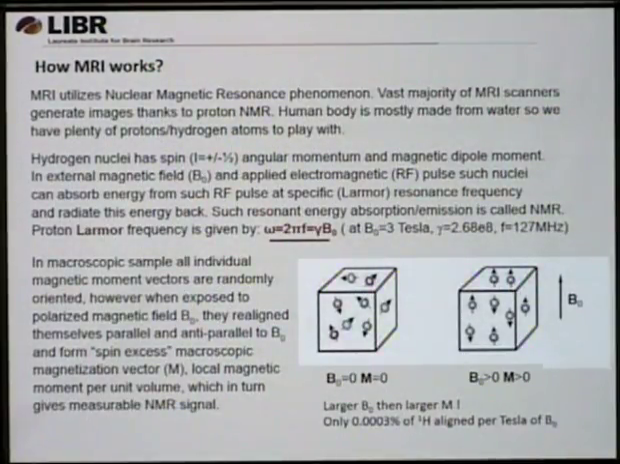So how MRI works? This is probably the worst slide I got. A lot of text. I don't know, bear with me.